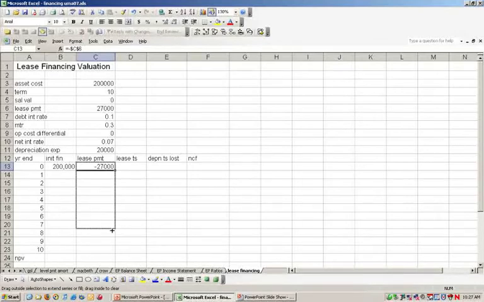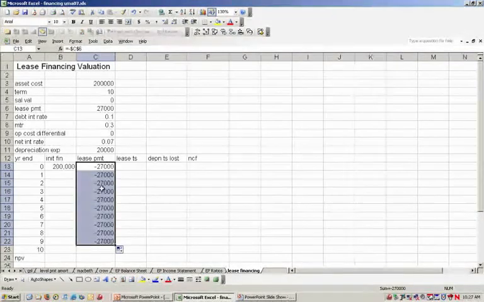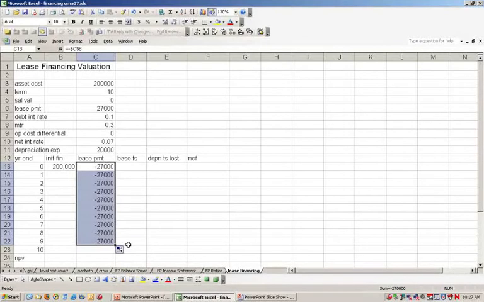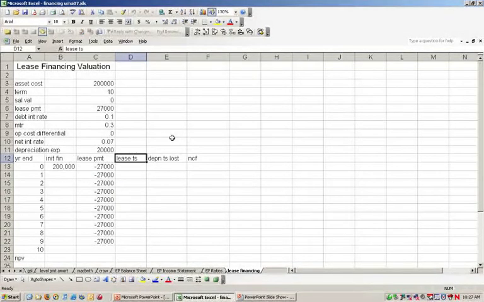So we have 10 lease payments of $27,000, and these lease payments occur at year end 0, which is the same as beginning of year 1, through year end 9, which is the same as the beginning of year 10. At the end of each year, if the firm leases the asset, the firm records its lease payment as an expense, and that expense is a tax-deductible expense. So the firm gets back from the government its lease payment times its marginal tax rate.